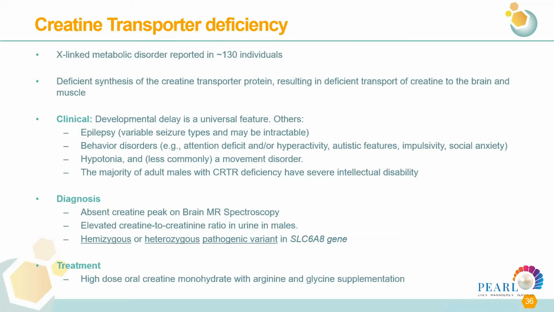And we all know that creatine is an energy molecule. The clinical features globally: these patients are developmentally delayed. They can also have other features which include epilepsy, behavioral problems, and the majority of adult males who are untreated have severe intellectual disability, so it is thought to be a progressive disease. The diagnosis is made by an absent creatine peak on MR spectroscopy, screening with creatine panel on urine showing the elevated creatine to creatinine ratio, and of course, genetic testing, a mutation in SLC6A8. The treatment is high-dose oral creatine monohydrate in addition to arginine and glycine supplementation. So it is considered a treatable condition.